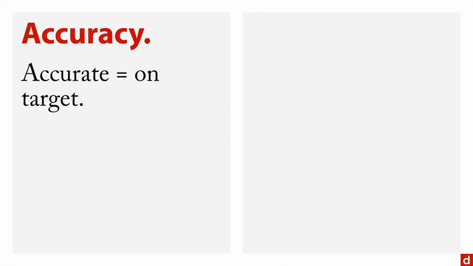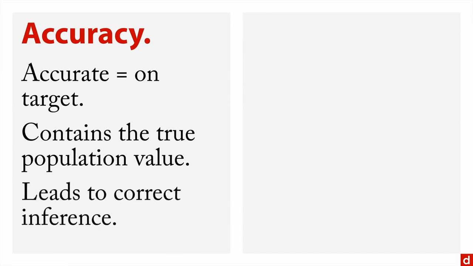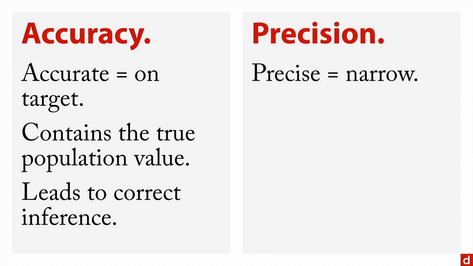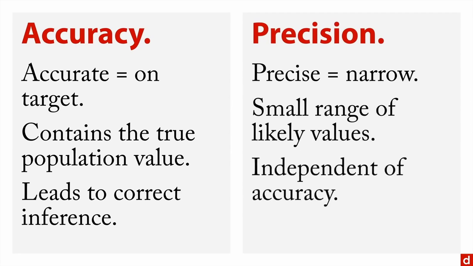Now, there's a fundamental trade-off in what's happening here, and it's the trade-off between accuracy, which means you're on target, or more specifically, that your interval contains the true population value. And the idea is that leads you to the correct inference. There's a trade-off between accuracy and what's called precision in this context. And precision means a narrow interval, a small range of likely values. And what's important to emphasize is this is independent of accuracy. You can have one without the other, or neither or both.